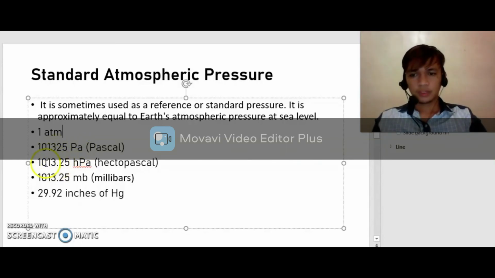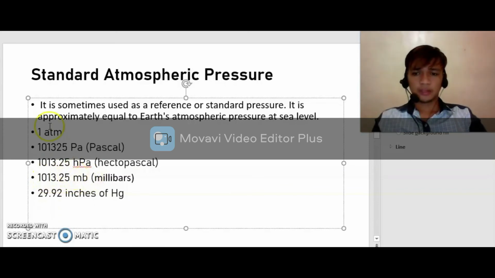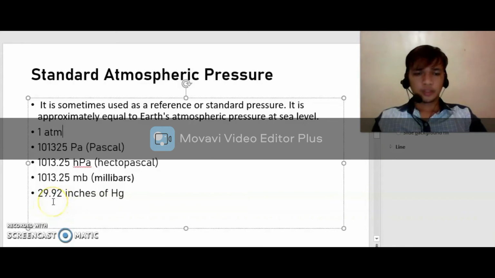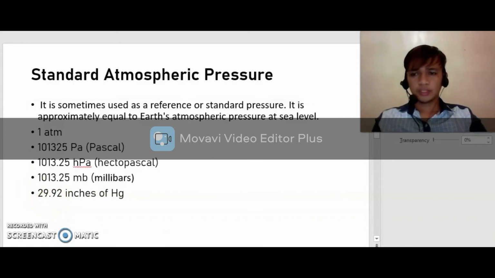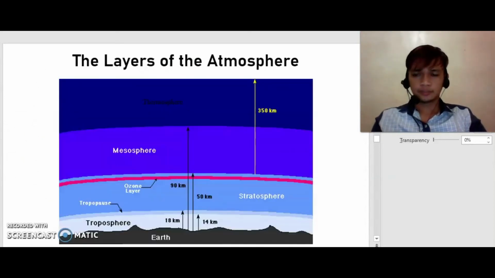That is also equivalent to 1013.25 hectopascal. That's equals to 1013.25 millibars. Okay, so these are all other conversions of 1 ATM. Now, if we're going to use mercury in determining one atmospheric pressure, it will span at about 29.92 inches. We're going to use mercury in determining the standard atmospheric pressure. That is the height of the mercury at 29.92 inches.